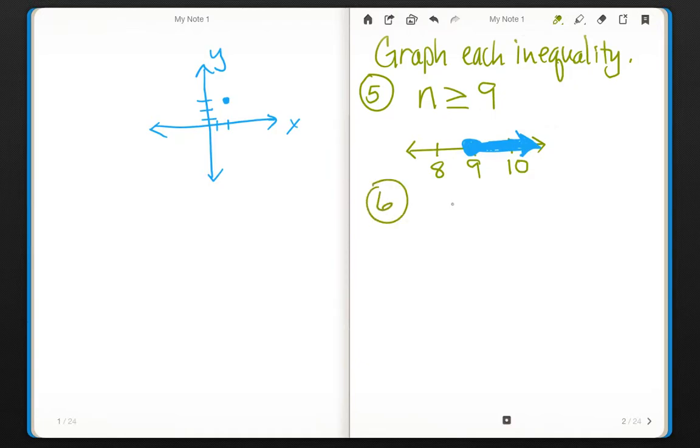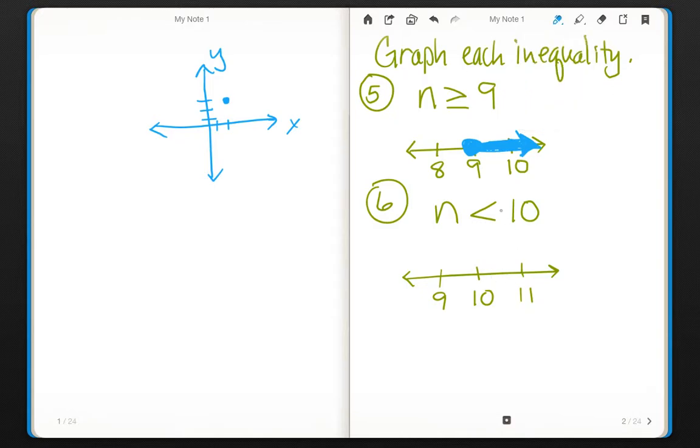Let's try another one. Let's do n is less than 10. So we'll draw our number line. We are going to focus in at 10. So do a mark at 10 and then go one higher is 11, one smaller is 9.